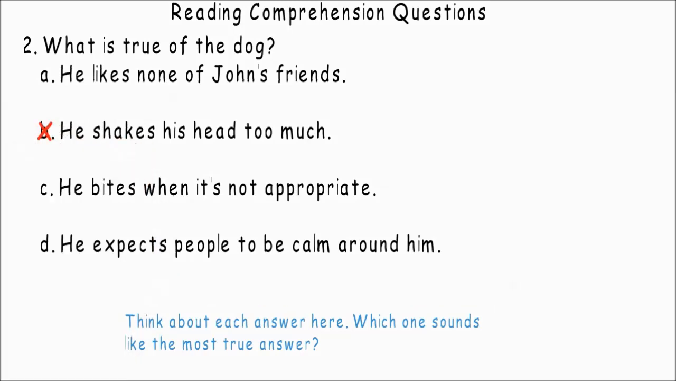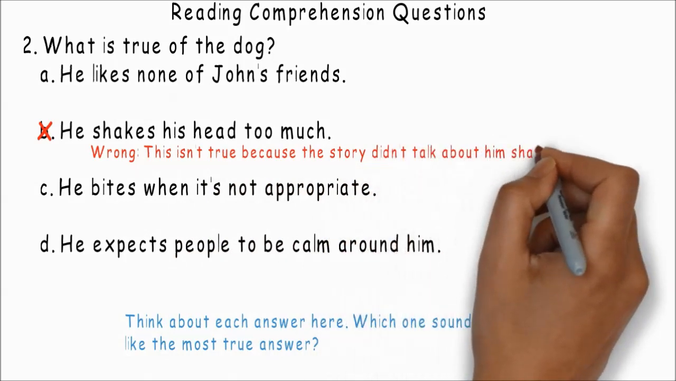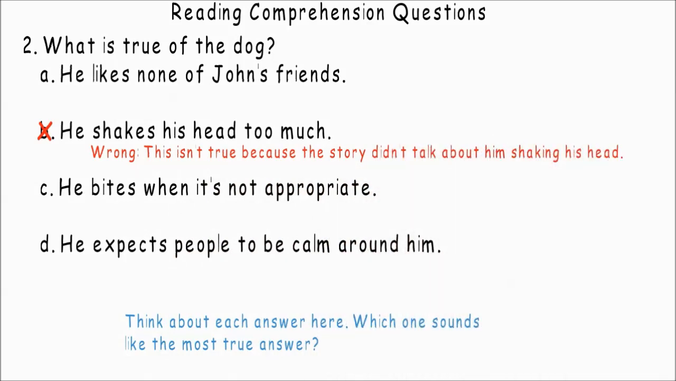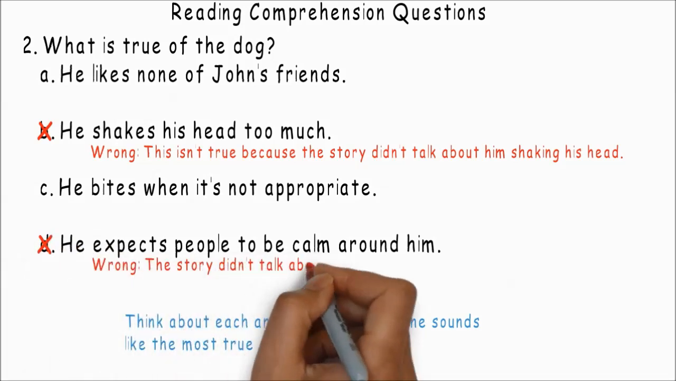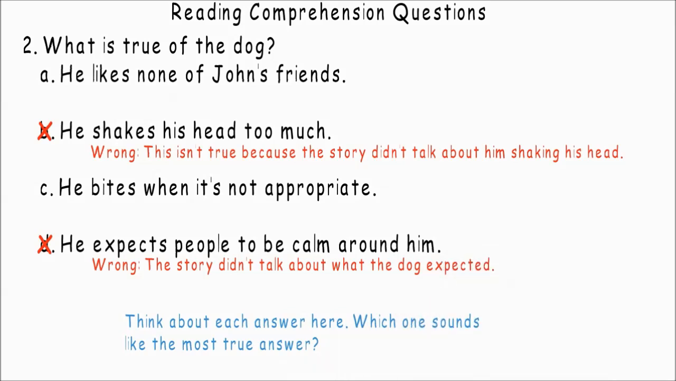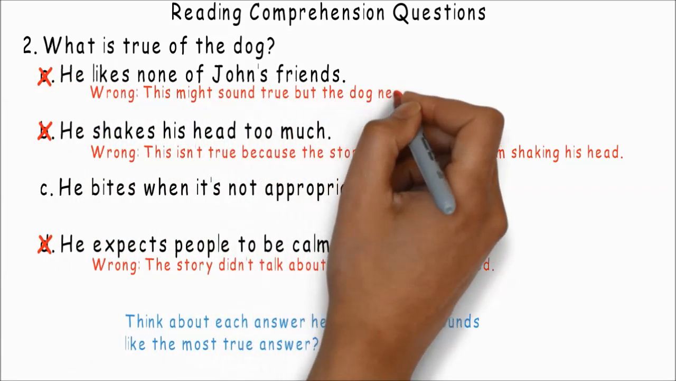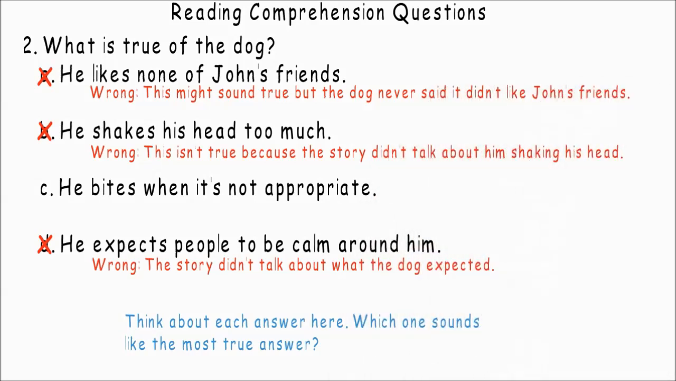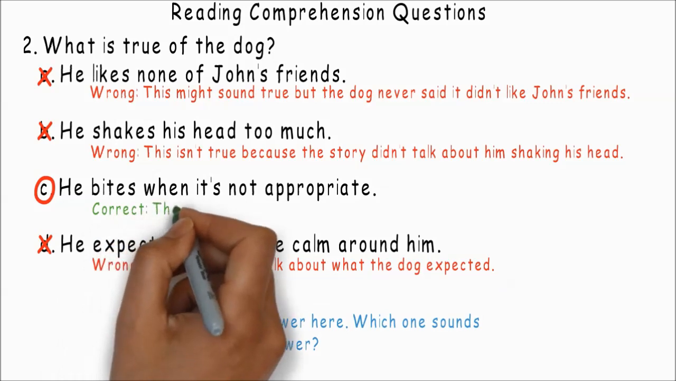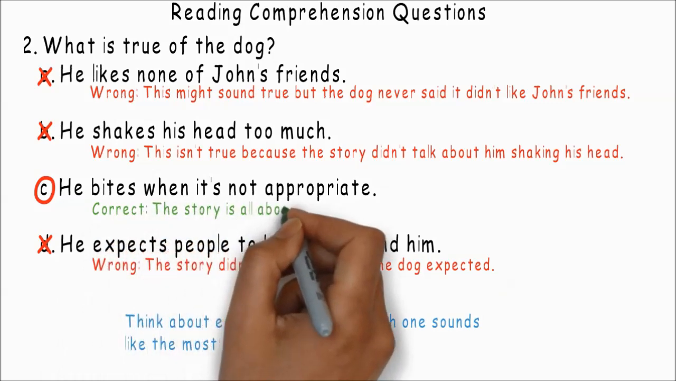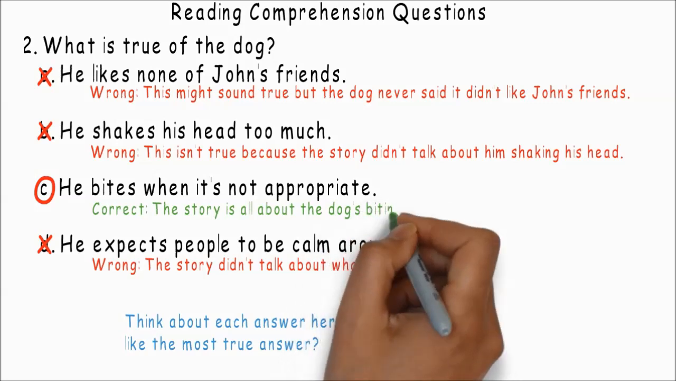It can't be B. He shakes his head too much. This isn't true because the story didn't talk about him shaking his head. It can't be D. He expects people to be calm around him. The story didn't talk about what the dog expected at all. He likes none of John's friends. This is wrong because this might sound true, but the dog never said it didn't like John's friends. So the answer must be C. He bites when it's not appropriate. This is true. The story is all about the dogs biting people.